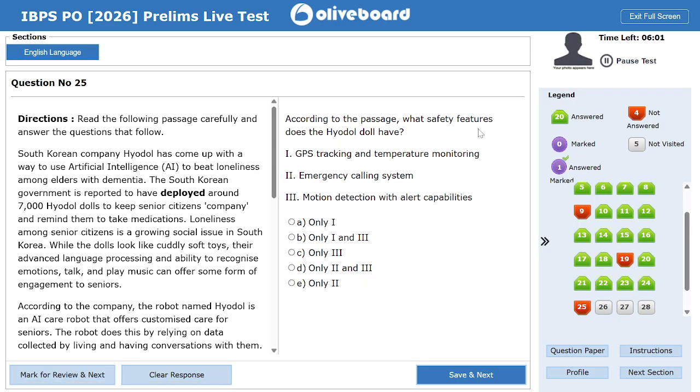According to the passage, what safety features does the Hydol have? GPS tracking and temperature monitoring, no. Emergency calling, motion detection, alert capabilities. 3. Emergency calling system to nahi hai.